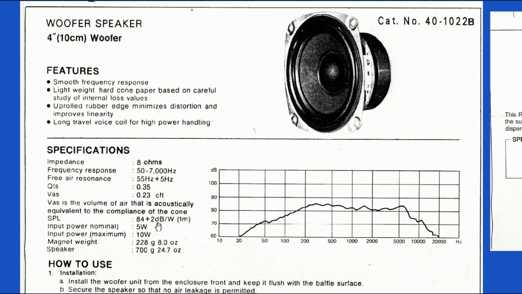What does that mean? Well, I think this is an error. I think this is 84 plus or minus 2 dB for manufacturing tolerances. And the per watt, I hate that notation. That's not real. That means for a 1 watt source. So let's just call it 84 dB at 1 watt at 1 meter.